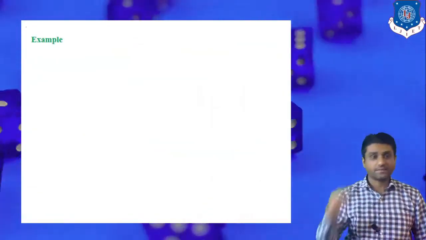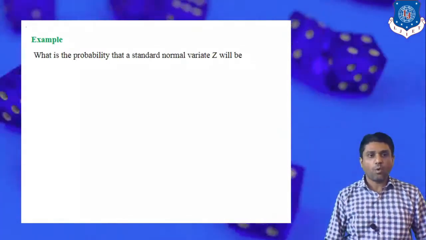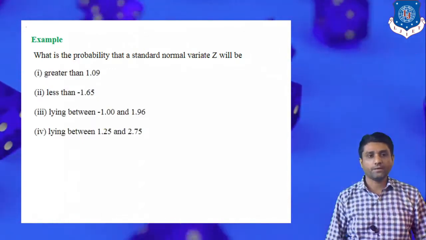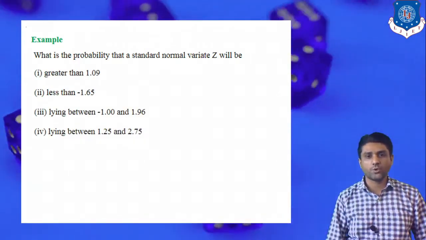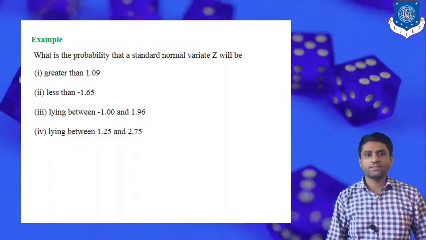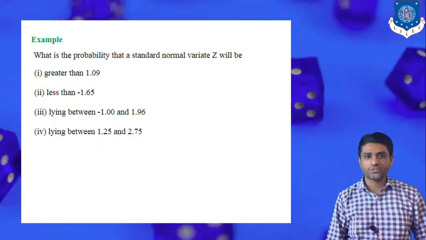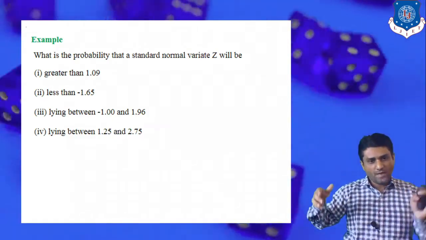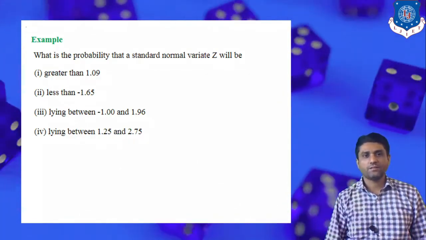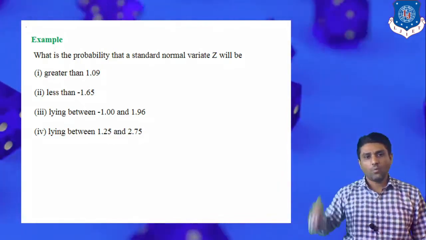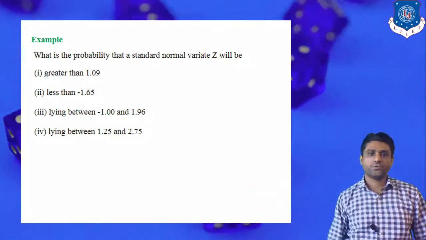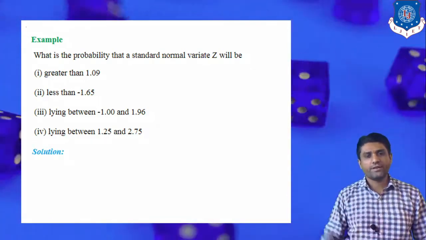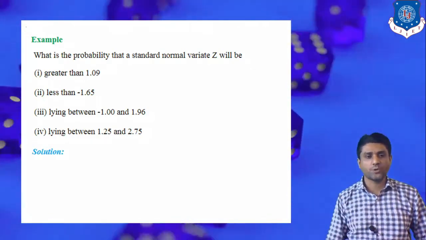Let's see the example. What is the probability that the standard normal variable z will be: the first option, greater than 1.09; the second option, less than negative 1.65; the third one, lying between one particular range, say -1 to 1.96; and the fourth one, lying between 1.25 and 2.75. So one by one we have to deal with each and every option. Let's start the solution.